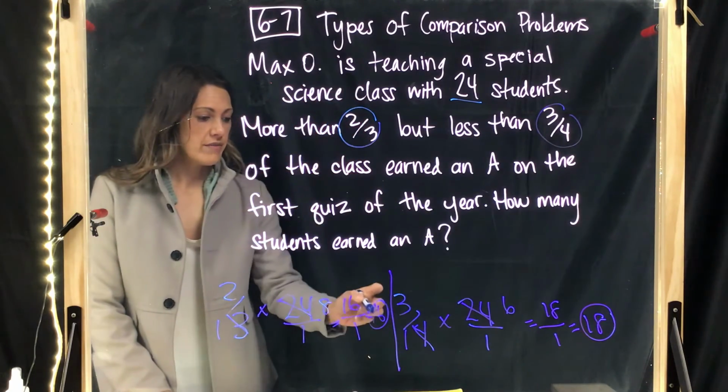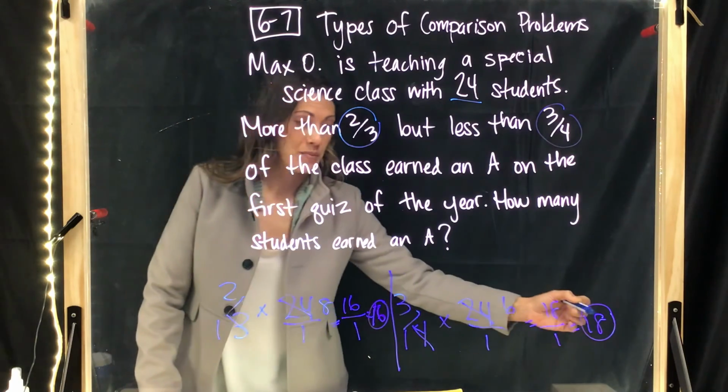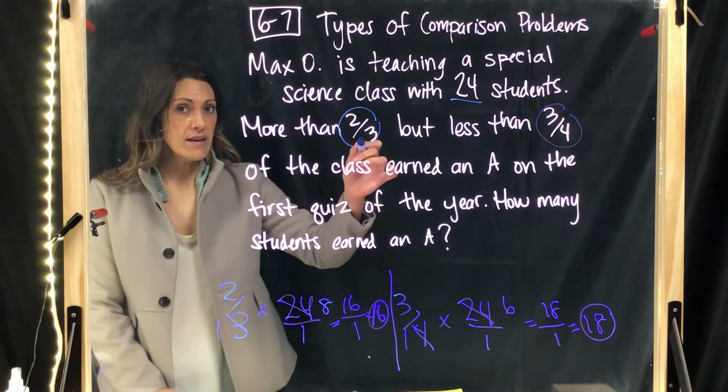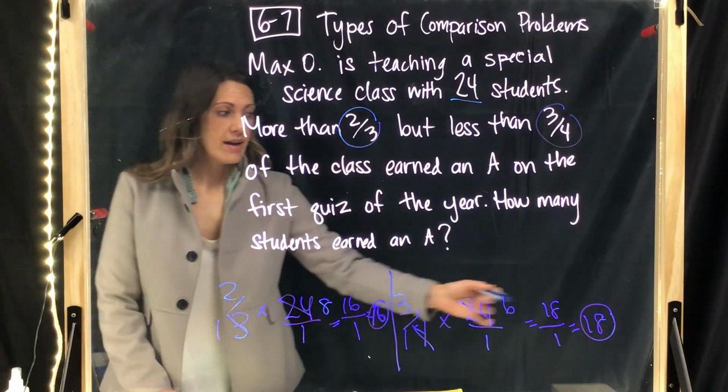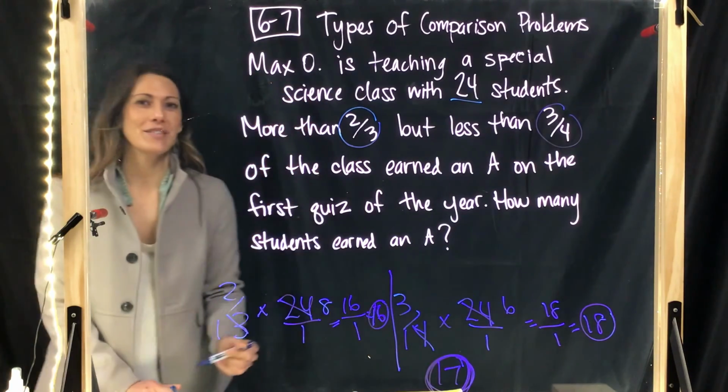So 2/3 of the class would be 16 students, and 3/4 of the class would be 18 students. And I know that it had to be more than this number, and less than this number, which means it must be the number in between, which is 17.